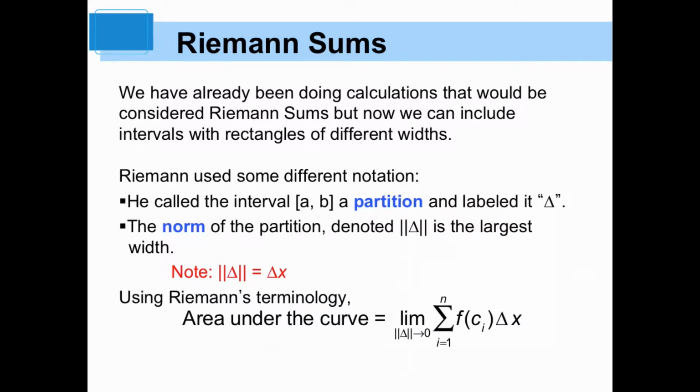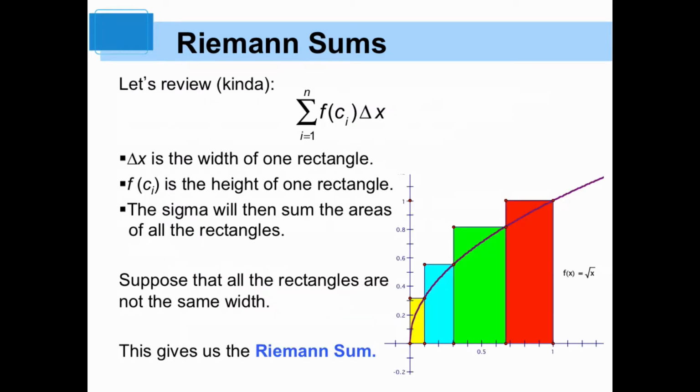He said we don't have a delta x anymore because delta x changes from rectangle to rectangle. So he introduced this notation here. He called them partitions. And what he was concerned about is the biggest partition. So if I go back a picture, I've got yellow, light blue, green, and red. And what he was most concerned about is the widest rectangle in that picture, which would be the green one. He didn't care about the yellow, the blue, and the red. And you'll see why in a second.